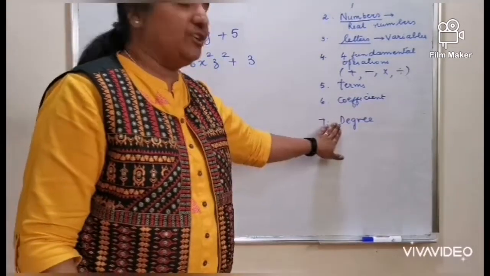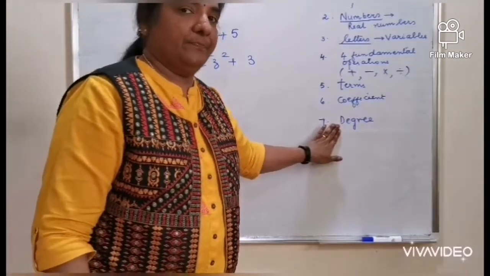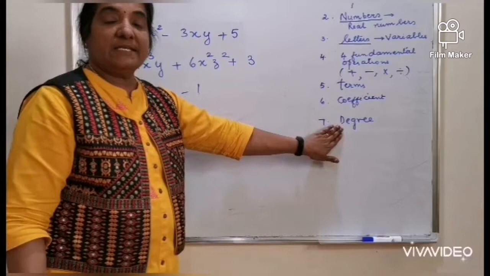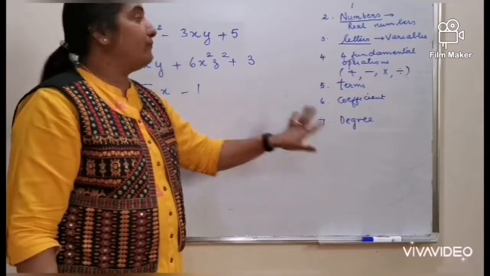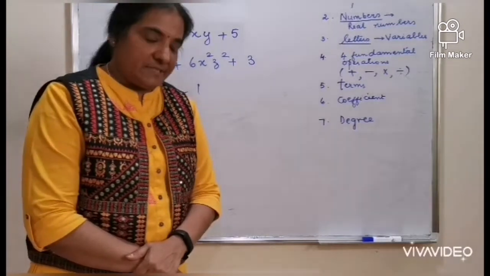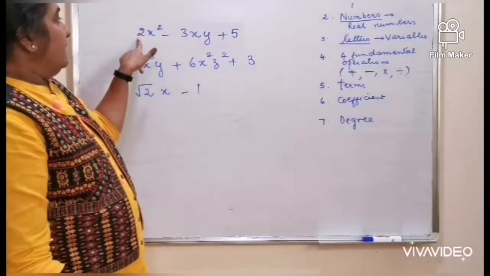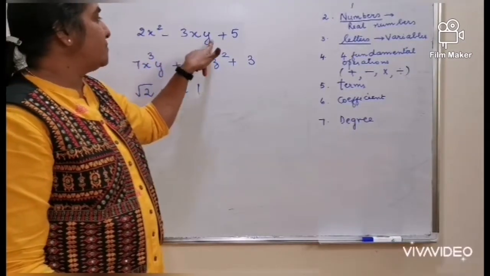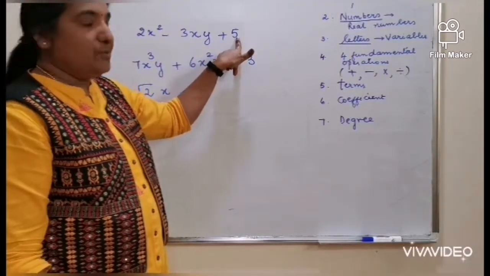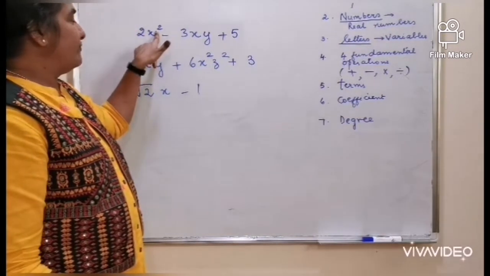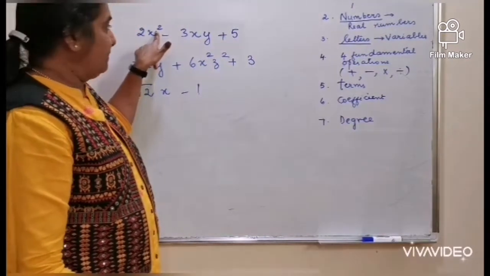Coming to the definition of degree. The degree of an algebraic expression is the highest power of the variable which is involved in the expression. Take the expression 2x squared minus 3xy plus 5. You can see in the 2x squared term, the power of x is 2.